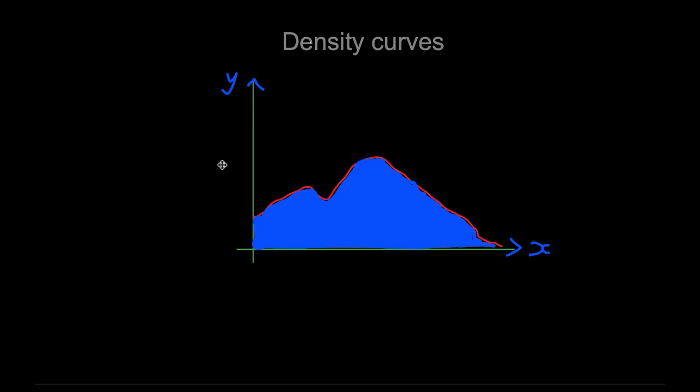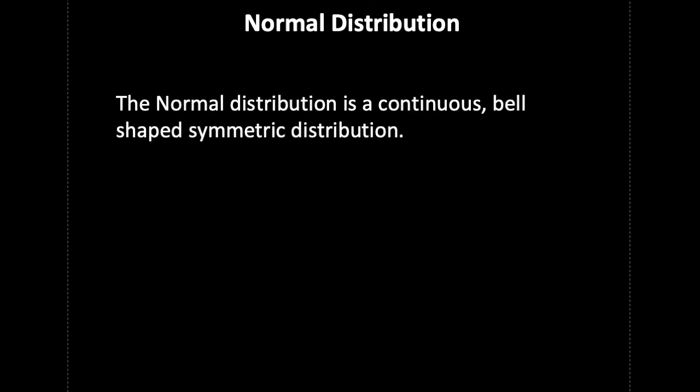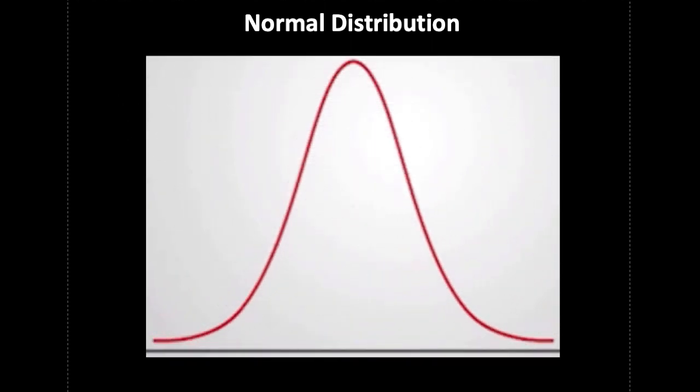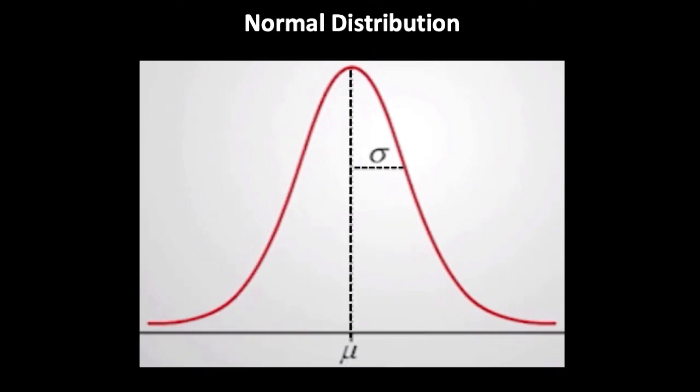Now, let me go to the normal distribution. The normal distribution is a really important distribution in statistics. We will look at this distribution in detail. The normal distribution is a continuous, bell-shaped, symmetric distribution like this. It has two parameters, mean mu and standard deviation sigma. It is symmetric about mu.